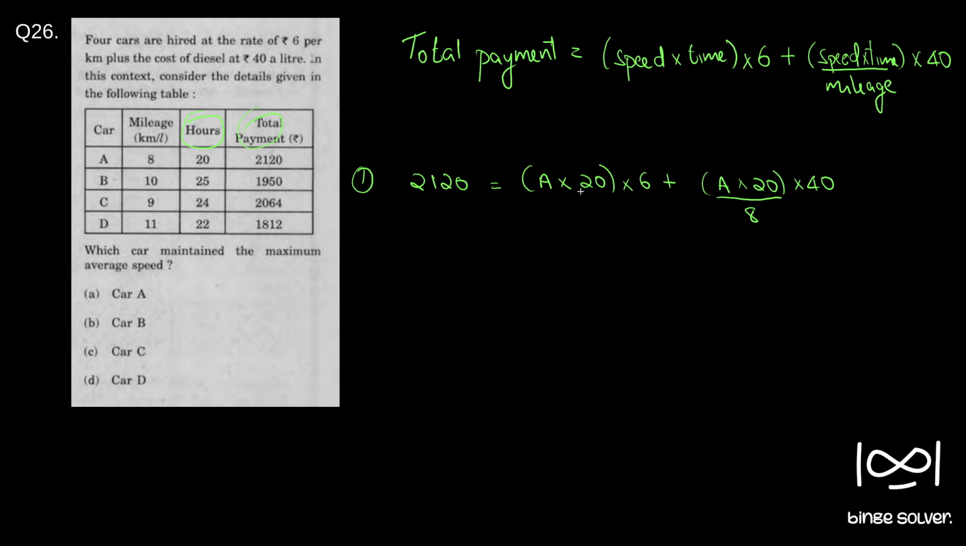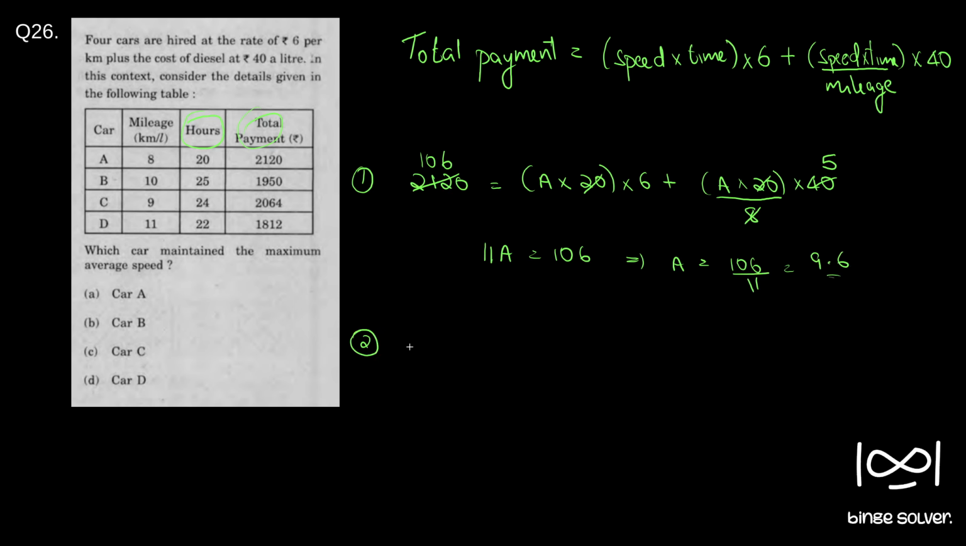Here we can first cancel out 20 throughout. So this becomes 106, and 8 into 40 becomes 5. So this becomes 6a plus 5a, which is 11a equal to 106. It implies a is equal to 106 by 11, which comes around 9.6. So that is the speed of A.